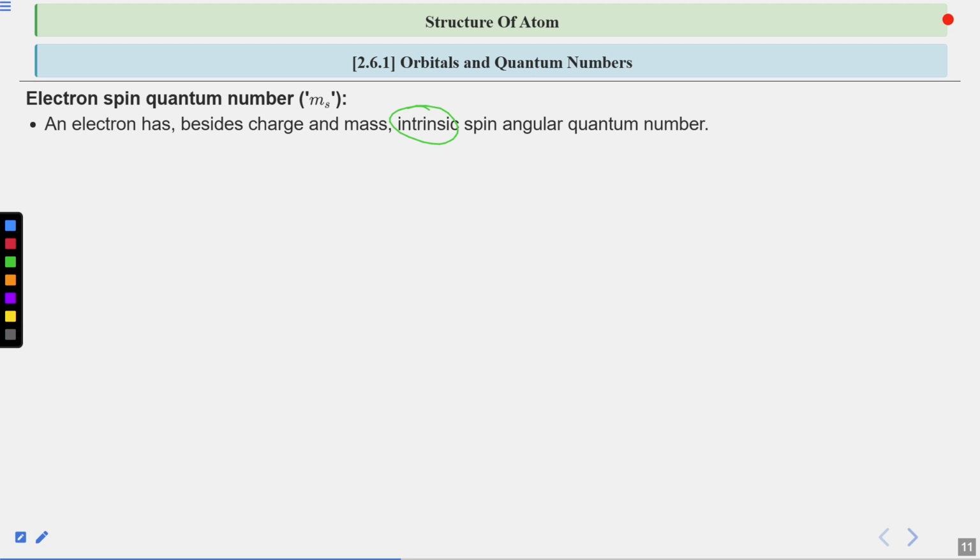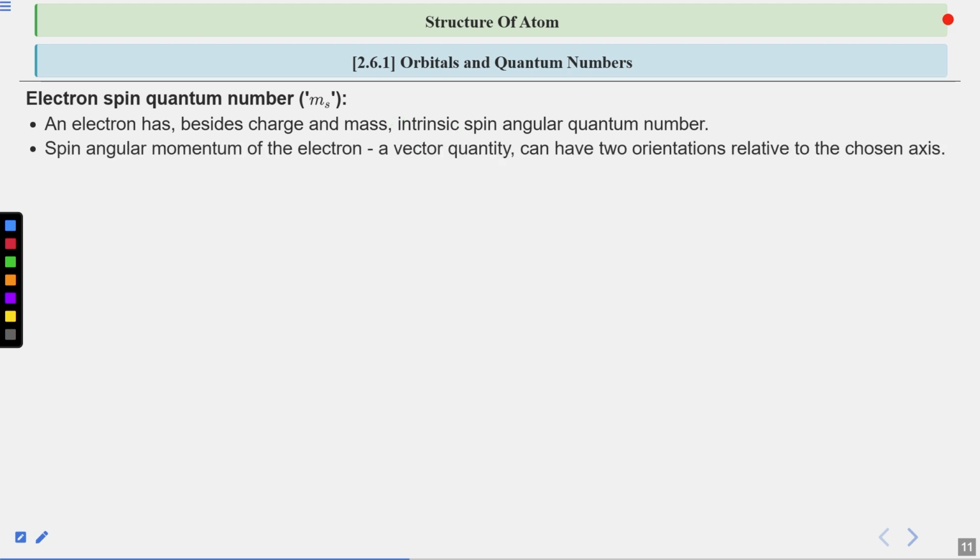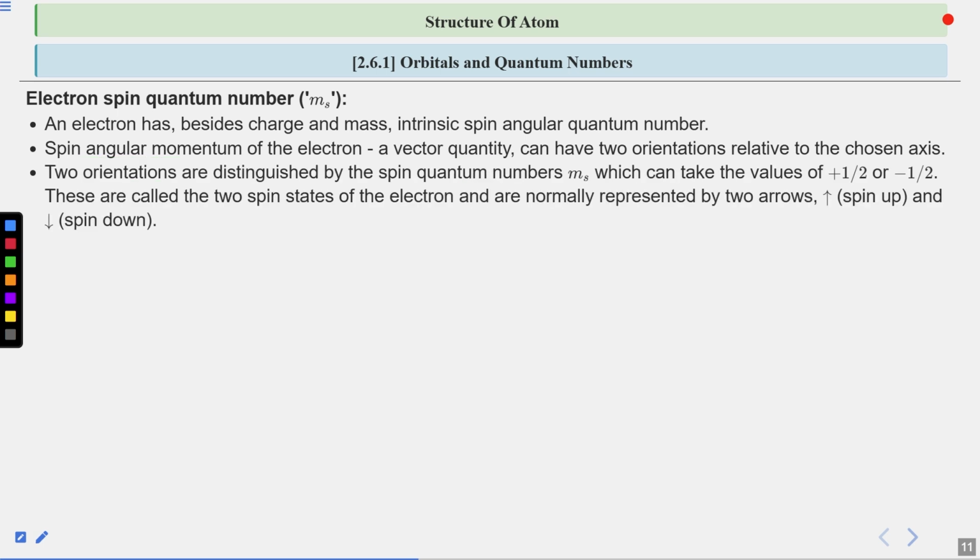Now since it has an intrinsic spin, it will have an angular momentum, and that is represented by this spin quantum number. So this is very important to understand. It is not rotating at all. Since it is angular momentum, and angular momentum is a vector quantity, it can have 2 orientations or 2 senses of rotation. Those are up spin and down spin. Up spin is denoted by plus half, and down spin by minus half.